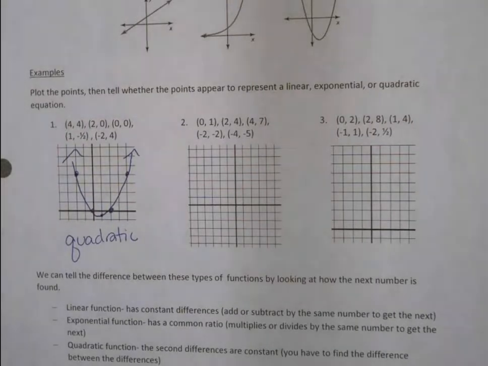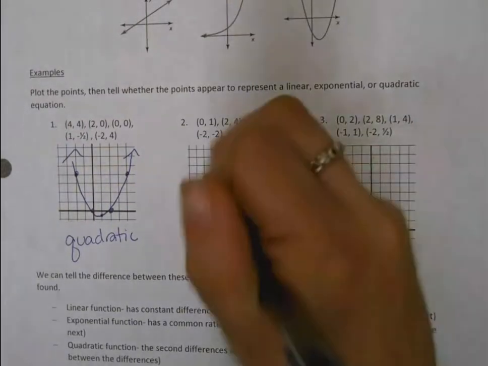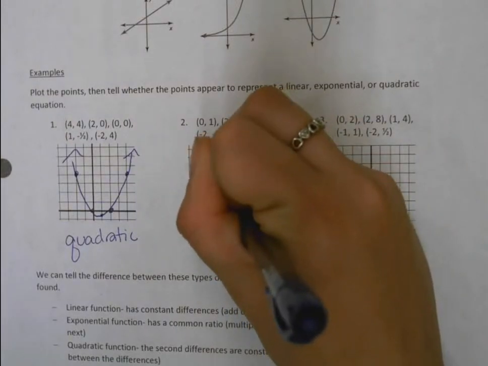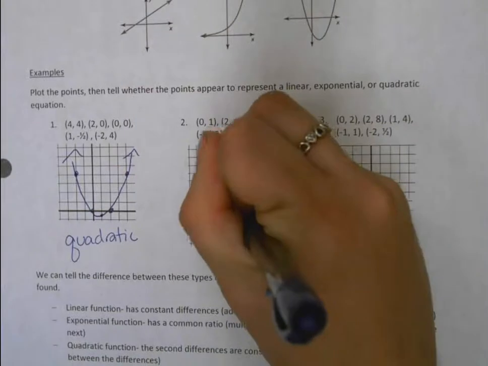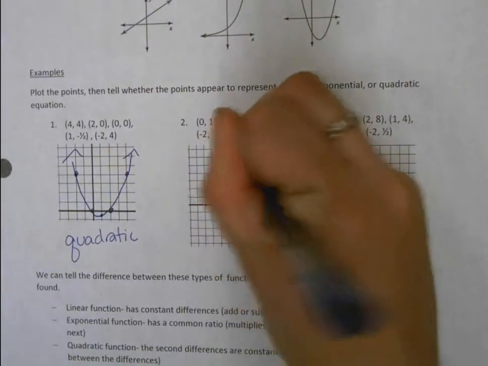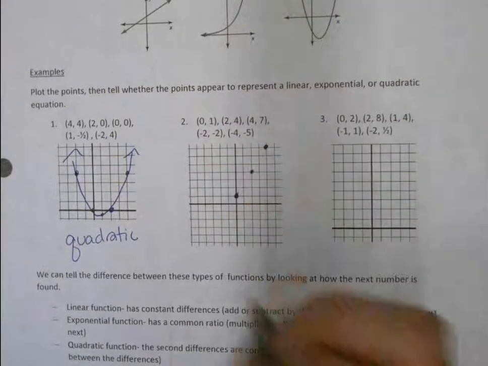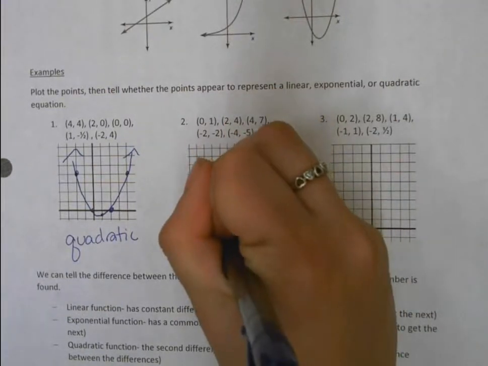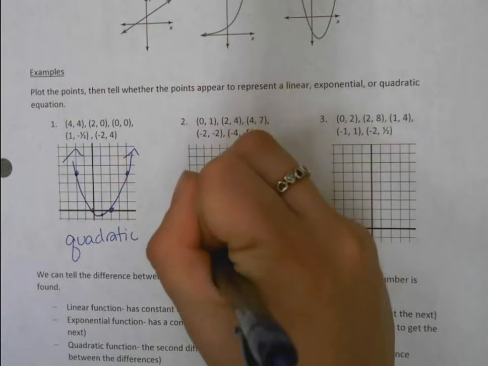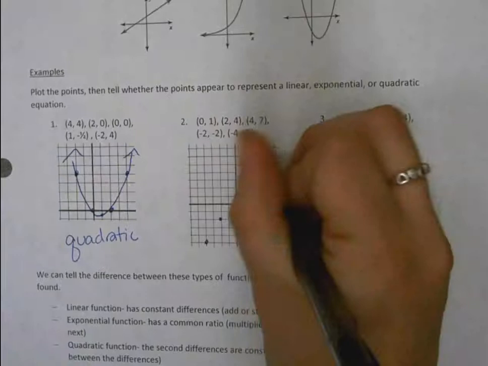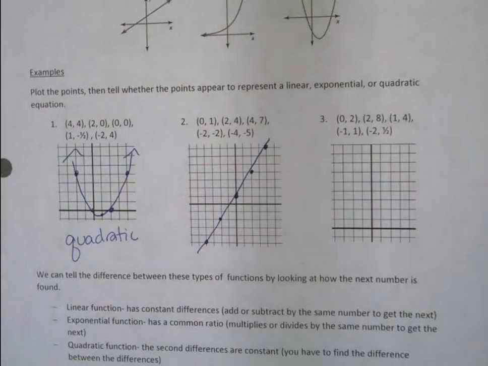Okay, number 2, I have 0, 1, so I stay on the y-axis and then I go up 1. 2, 4, so I go right 2, up 4. 4, 7, I go right 4, up 7. Negative 2, negative 2, so I go left 2, down 2. And negative 4, negative 5, I go left 4, down 5. So, connecting these points is linear.